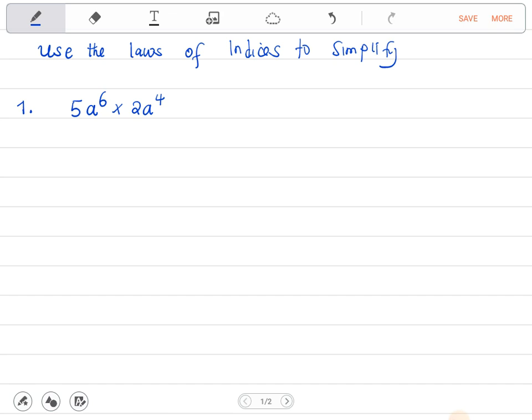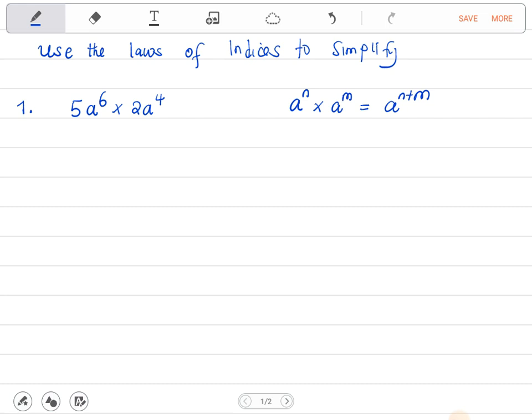Easy peasy. Question 1: 5a to the power 6 multiplied by 2a to the power 4. When we use the laws of indices, whenever you have the same base, you multiply the coefficients, then you add the powers. For example, a to the power n multiplied by a to the power m is just equal to a to the power n plus m. That is what we mean by using the laws of indices. Are we there?